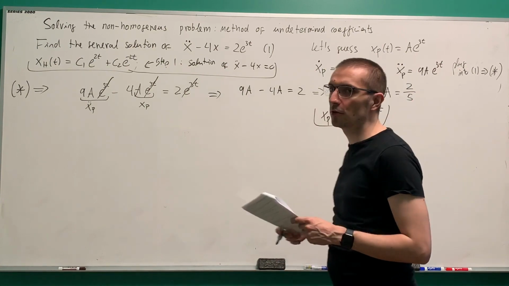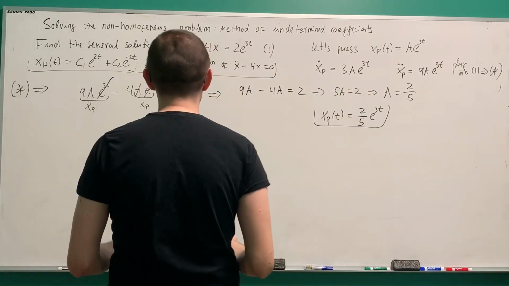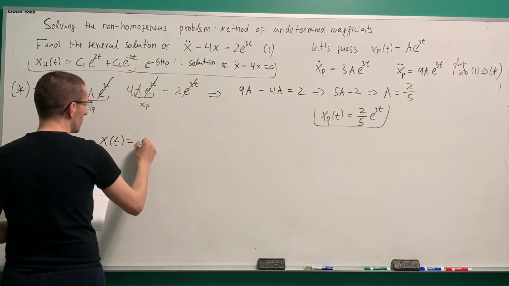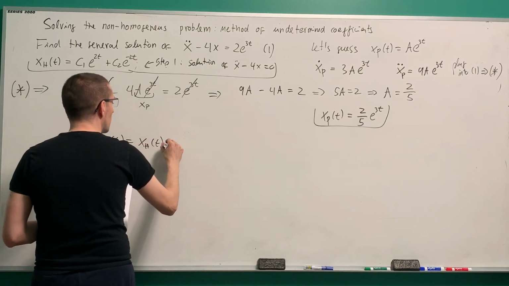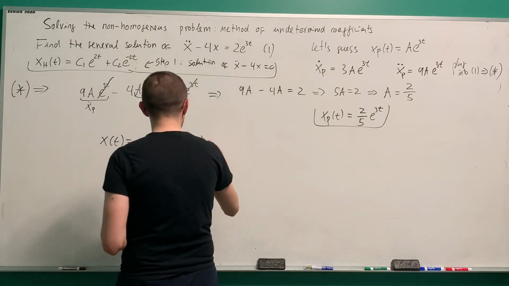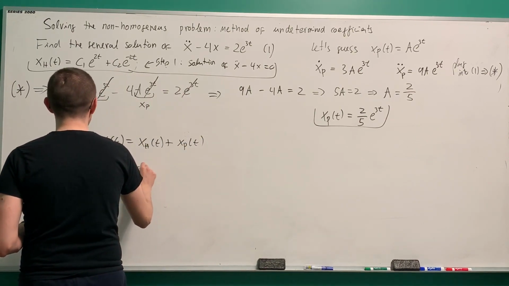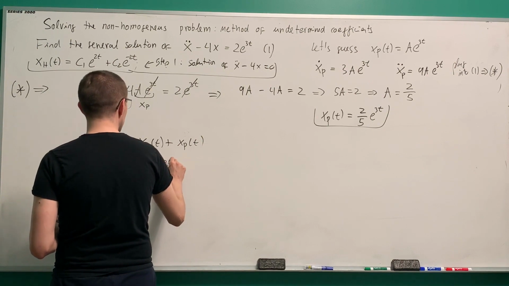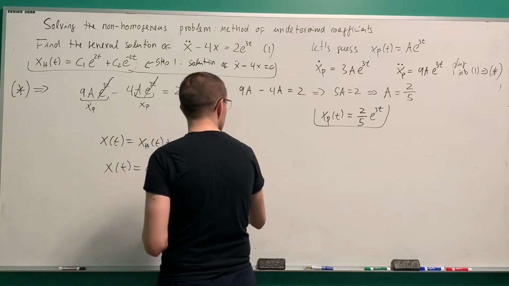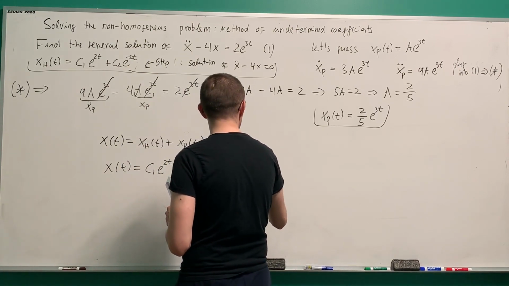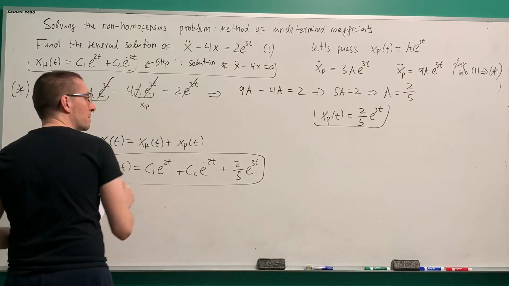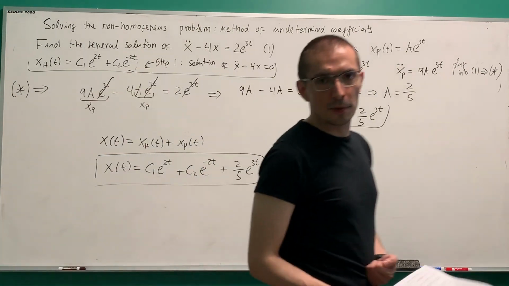Now that's the second part of my solution. I haven't finished, I don't get full marks yet, I have to put them together. The solution to the full problem, x of t, is of course the sum of the homogeneous solution plus the particular solution. If I substitute, I get c1 e to the 2t plus c2 e to the minus 2t plus 2 over 5 e to the 3t, and that is the solution to the full problem. Not too difficult, I hope.